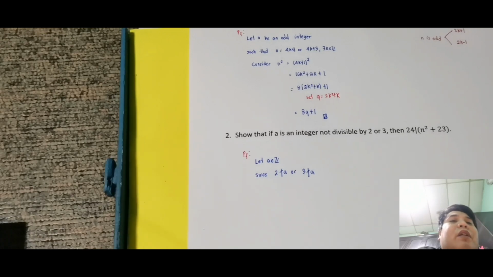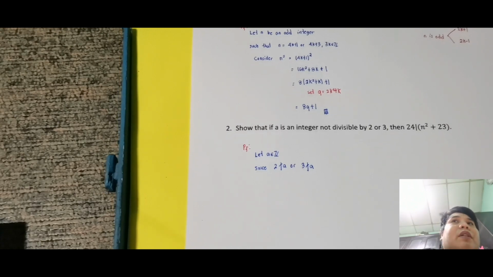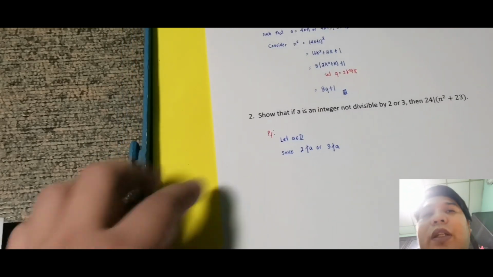So tingnan nyo ha, a is an integer not divisible by 2 or 3. So paano ko i-represent si a na hindi divisible by 2 and 3 nang sabay? Kasi pag ginawa ko lang 3k, obviously hindi lang siya divisible by 3. Pag ginawa ko lang 2k, hindi siya divisible by 2. Yun lang. So lumalabas yung isang kakataon. So what if ganito ginawa na, sir?